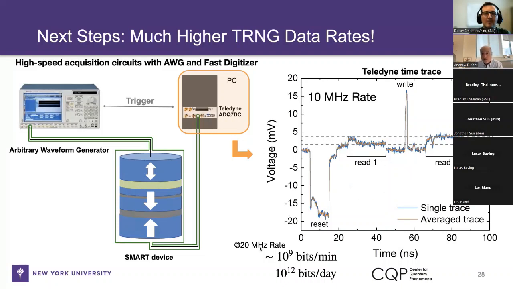We expect to be able to get to 20 megahertz rates, which would mean 10 to the 9 bits in a minute, or 10 to the 12 bits in a day. So we're hopeful we're going to get there. There's a lot of moving parts here to getting this data into the format we need, and being sure that the bit we're requiring is accurate, without making, say, read errors. In other words, we want to be sure that the read is accurate and reflects the state of the device after we've written the write pulse.